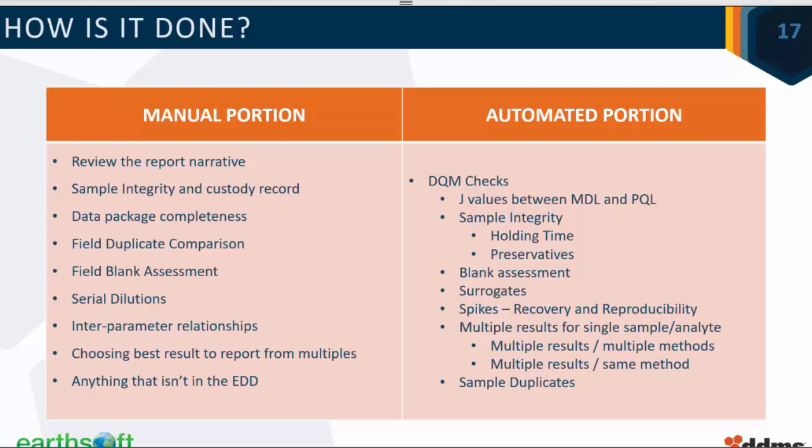The J values, between the MDL and the PQL, should all be flagged by the laboratory. And DQM will show you those and allow you to review them and see if there's anything going on there. Some parts of the sample integrity, the chemical preservation and holding time, can be checked. Blank assessments, surrogate spikes. And again, it will alert you if there are multiple results for a sample analyte, either from the same method, re-extractions or dilutions, or from different methods. If you think of heavy volatiles that can also be analyzed by an extraction, those kinds of things will show up. And sample duplicates. So those things can all be done automated.